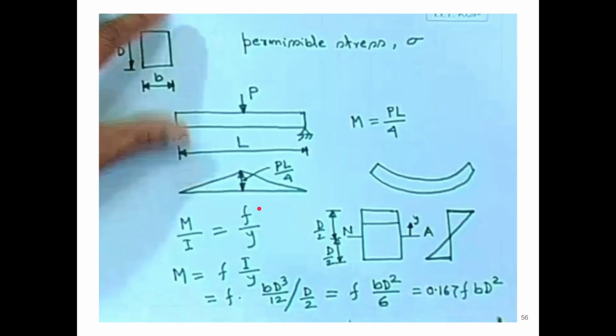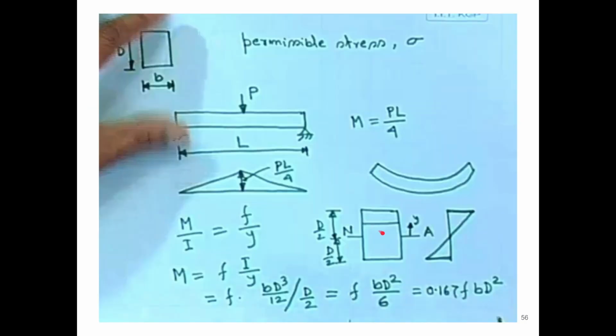One more thing is that this f is basically the permissible stress. The moment carrying capacity which we obtain using this value should be higher than the load acting, the moment acting. So this M value should be greater than this M value. We will know more about this when we go into design actually.